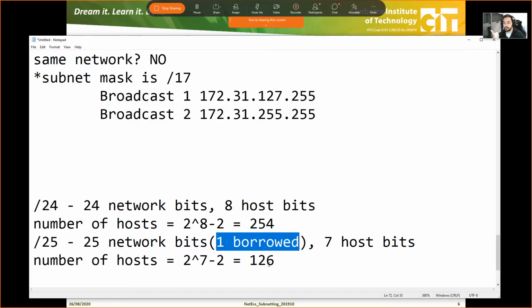Can I ask you something? Yeah, if I can use this bit as a 1 and 0, then in both cases I'm getting 126 number of hosts. Is that correct? Can you repeat that, please, Nita?